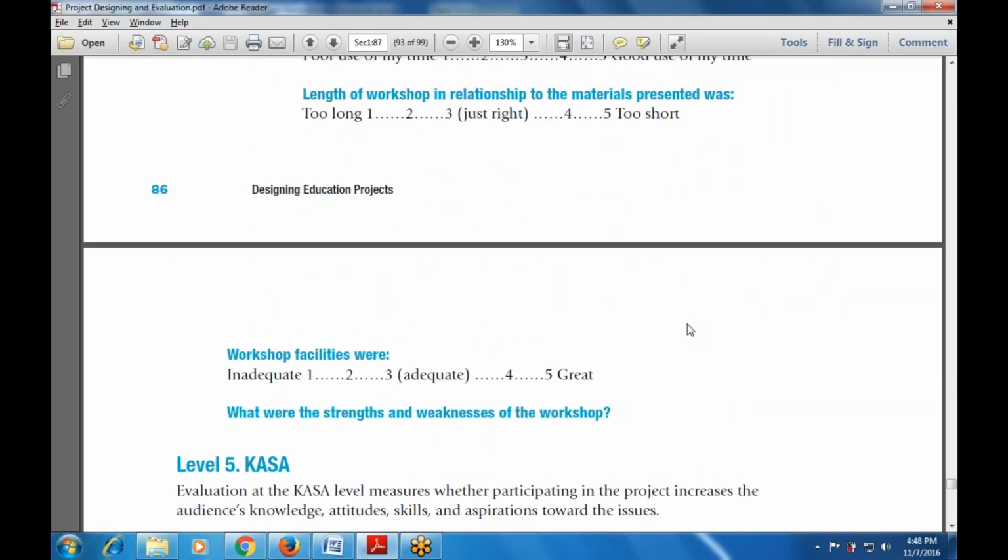Then workshop facilities. What are the various workshop facilities? Inadequate is 1, then 2, then 3 is adequate, 4 is also adequate, then 5 is great. So the workshop facilities are inadequate, adequate, or great. Now, what were the strengths and the weaknesses of the workshop? What is the main strength or the main weakness of the workshop?